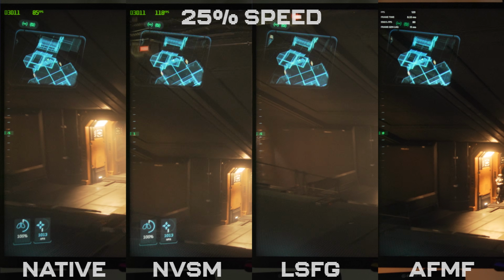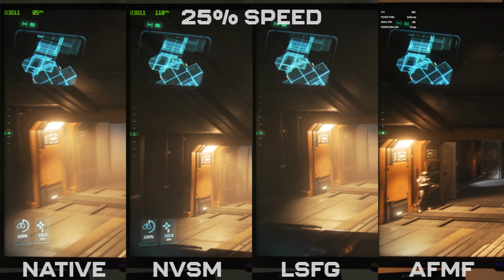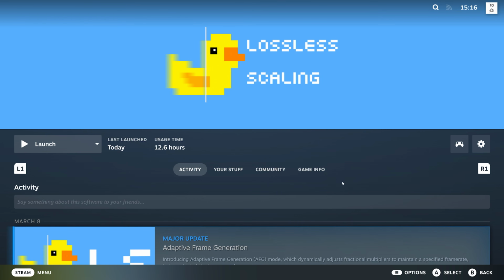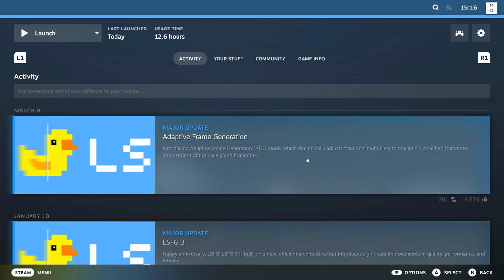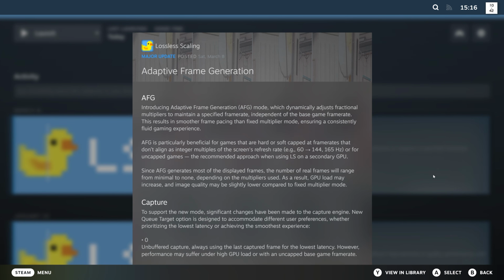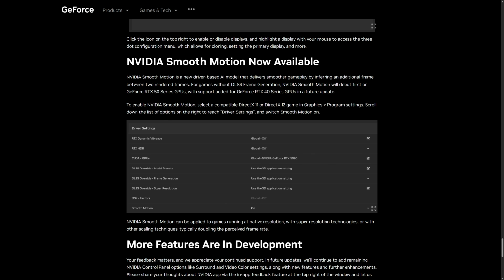Which frame generation tech is the best option for Star Citizen? We have a bit of a face-off here. We've got the independent and very impressive Steam program Lossless Scaling, and it's recently had a very interesting update. We've then got Nvidia's new driver level Smooth Motion Frames, which is only available on the 50 series cards, and well, it kind of had some problems.